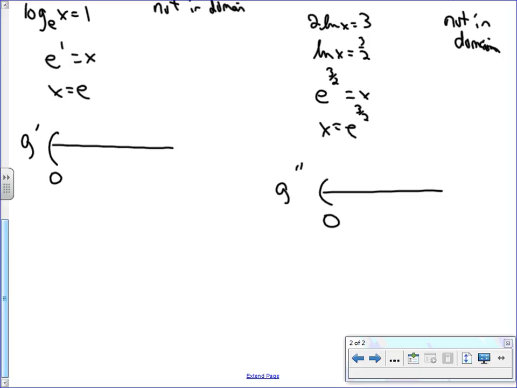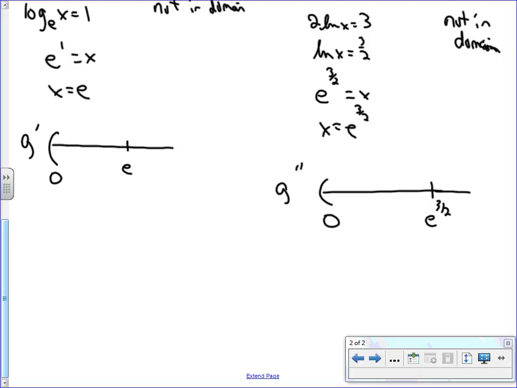Okay? What goes on here? E. Somewhere in the general vicinity of 2.7. Okay? What goes over here? This is, I don't know what it is, but it's bigger than E. Okay? I have no idea what it is. It's bigger than E. Everybody good?